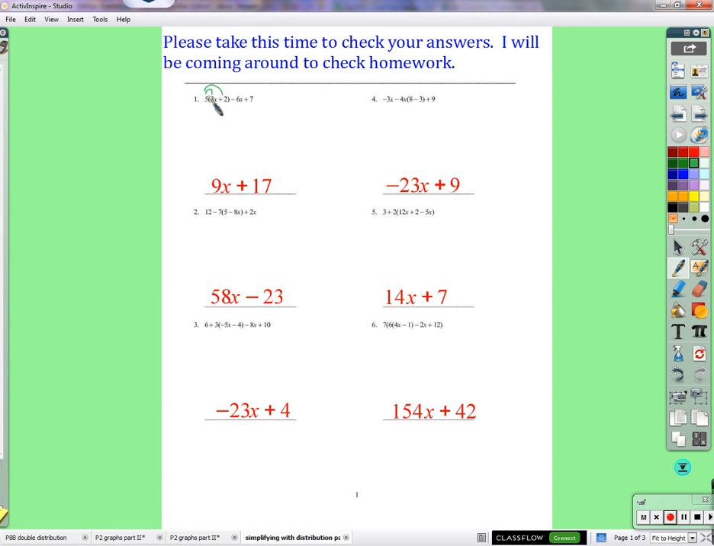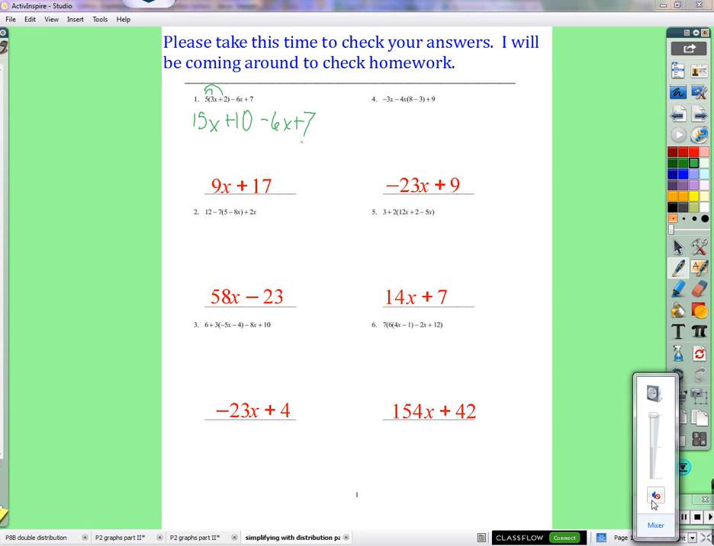That gives us 5 times 3x is 15x. 5 times 2 is 10. Then we keep going with the rest of this stuff. I think minus 6x plus 7. Okay, 15x minus 6x is 9x. And 10 plus 7 is 17.